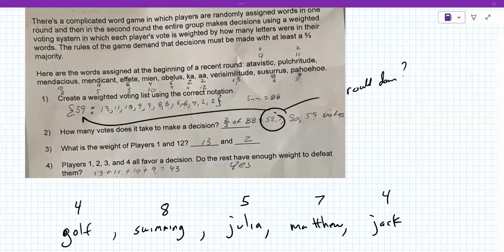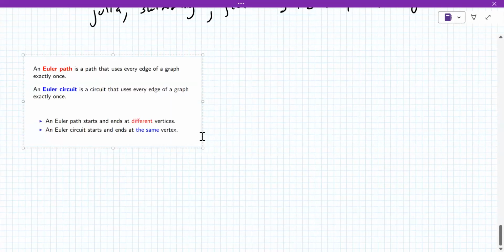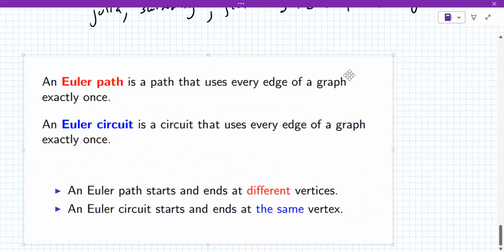Do you guys differentiate between paths and circuits, or talk about one or the other? We talked about how there was a difference between the two. Okay, so you actually are talking about them. Yeah. Okay, there's a very succinct definition here. An Euler path is a path that uses every edge of a graph exactly once. And an Euler circuit is a circuit that uses every edge of a graph exactly once. An Euler path starts and ends at different vertices. The circuit starts and ends at the same vertex.